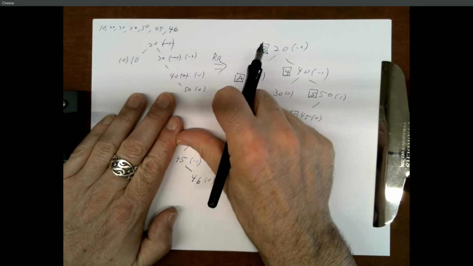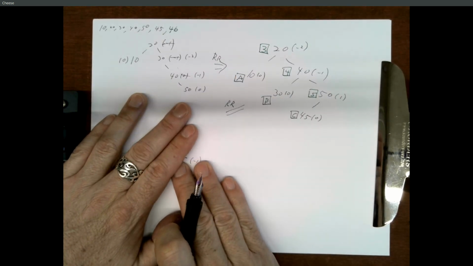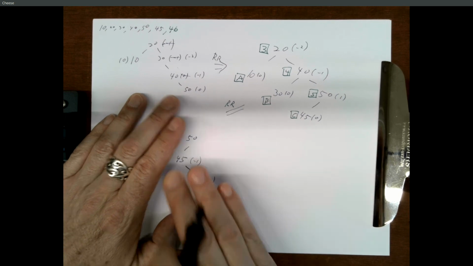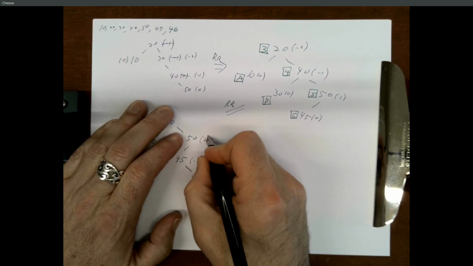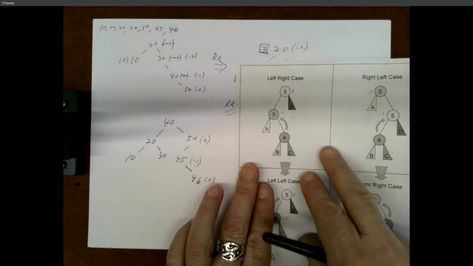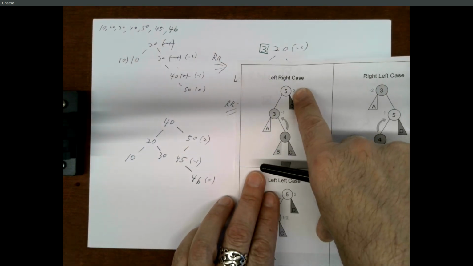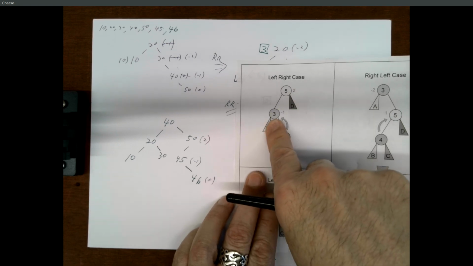The left subtree of 50 has a height of 1. The right subtree of 50 is null, that's a height of -1. 1 minus -1 is 2. So we have an unbalanced tree again. And this time, the imbalance is what's called the left-right case. Node has a balance factor of 2, and its left child has a balance factor of -1.